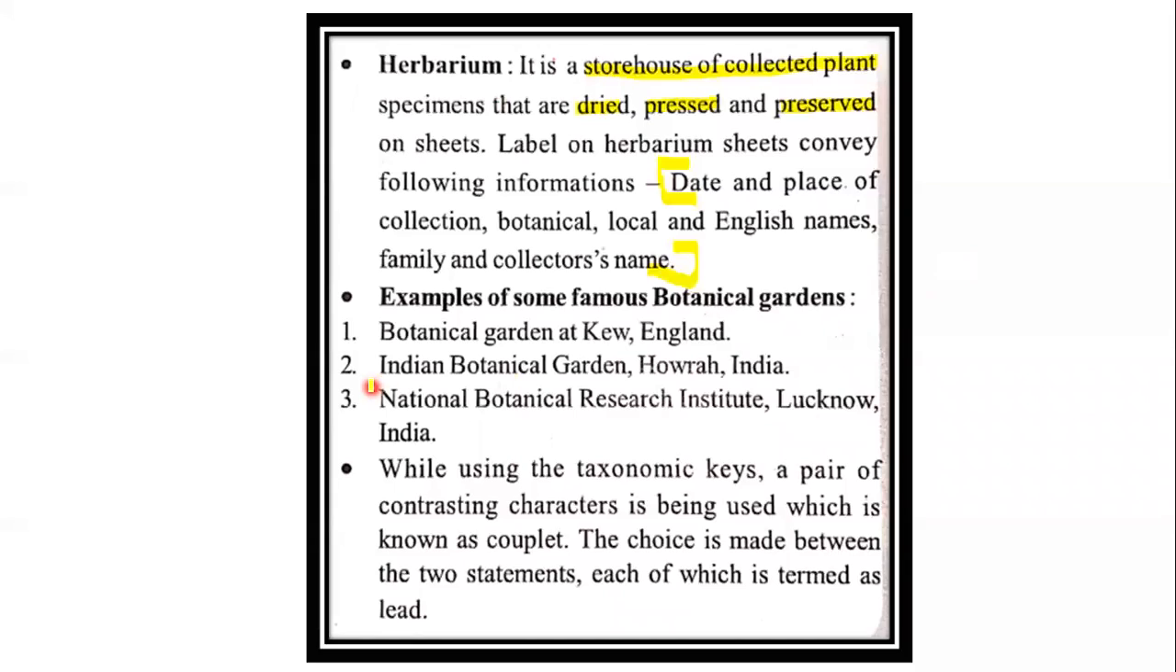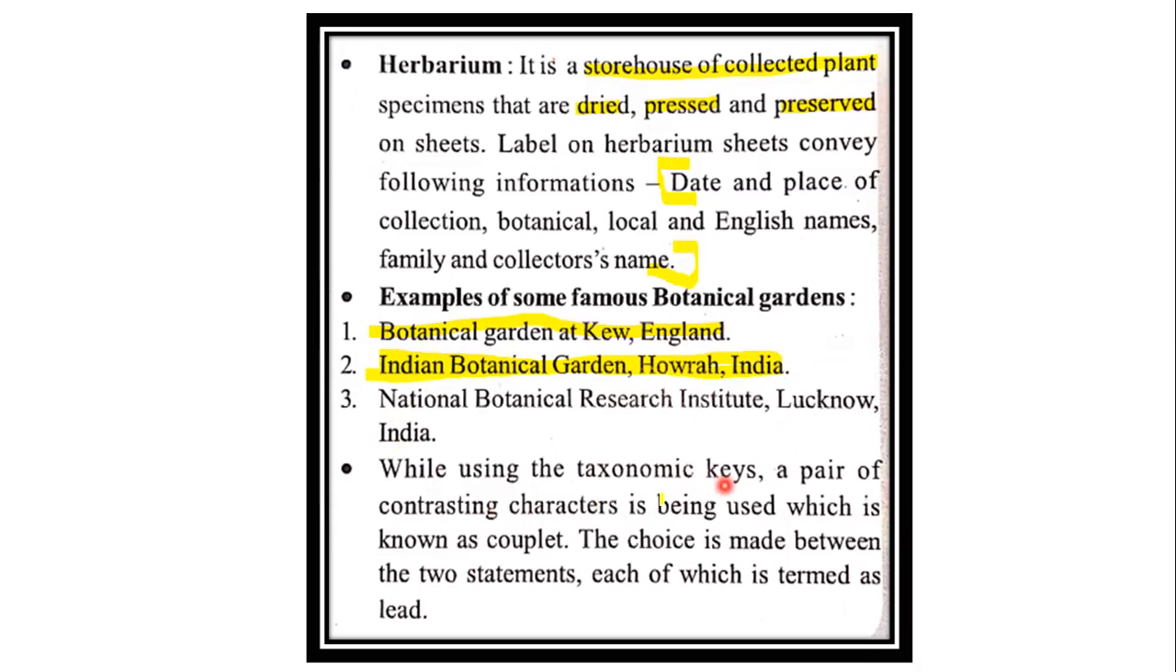Clear with that? Some of the famous botanical gardens are the Botanical Garden at Kew in England, and the Indian Botanical Garden at Howrah, which is the largest botanical garden in India. Then there is the National Botanical Research Institute at Lucknow.